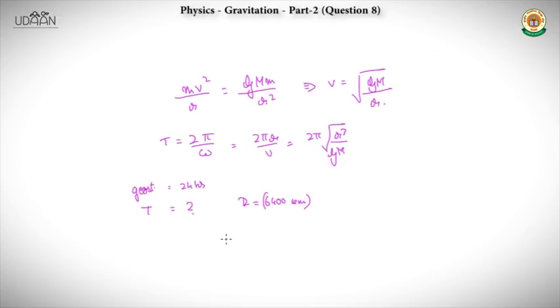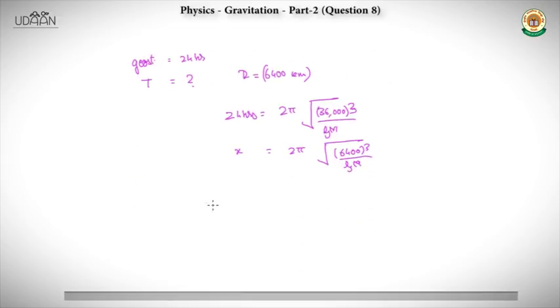So we'll use unitary method. It is pretty straightforward. 24 hours is equal to 2 pi upon, over here it is given as 36,000. Right. 36,000 whole cube upon gm. And this x, let's call the time period as x, is equivalent to 2 pi under root 6400 whole cube upon gm. Right. So we'll just divide the two of them. So 24 upon x will be equal to 360 upon 64 whole cube.